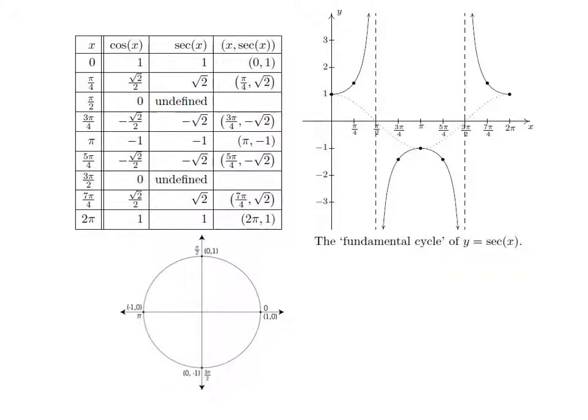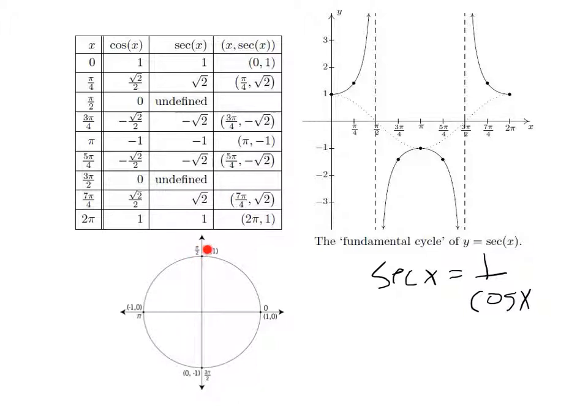When looking at the basic graph of the secant function, recall that secant x is 1 over cosine x. So we're looking at the cosine value on this unit circle, the 1. So 1 over 1 is 1, at 0, 1. That's our first key point. Cosine's 1, secant's 1.